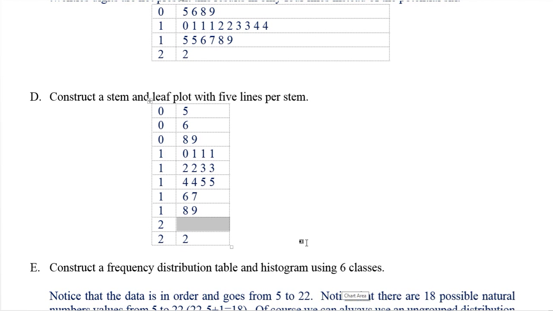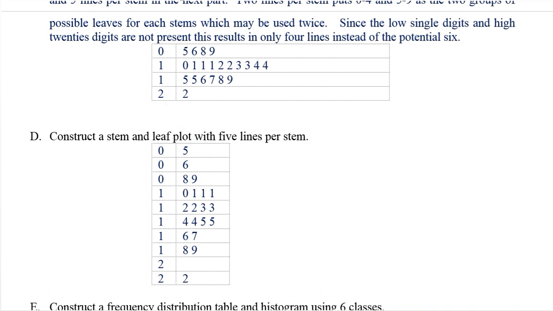Do a frequency histogram using 6 classes. So next we want to take this data and make a frequency distribution table and histogram using 6 classes. Okay, so let's see if we can figure out how to do that. See if you can do it on your own and come back. Press pause.